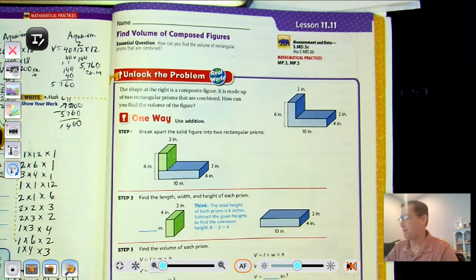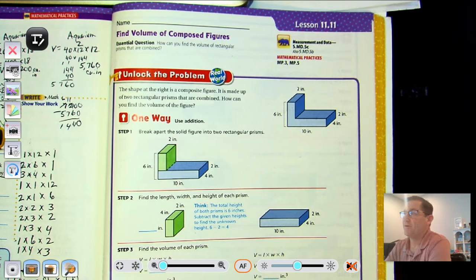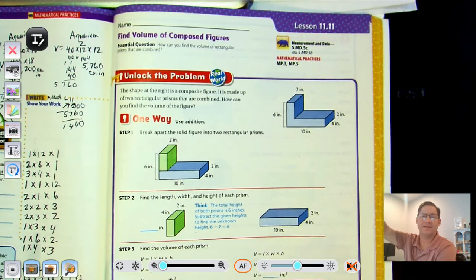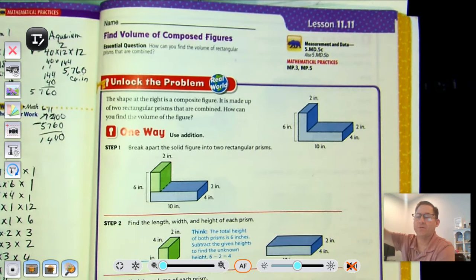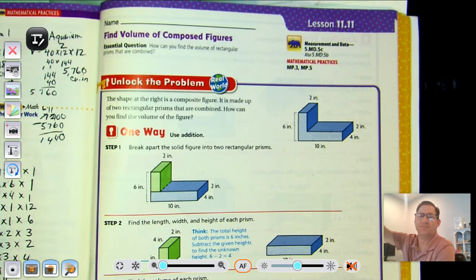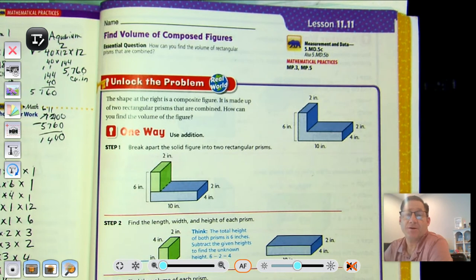Hello, everybody. All right, so we're going to be finishing up the fifth grade Go Math textbook in this lesson. We're on lesson 11.11, find volume of composed figures. And our essential question is, how can you find the volume of rectangular prisms that are combined?